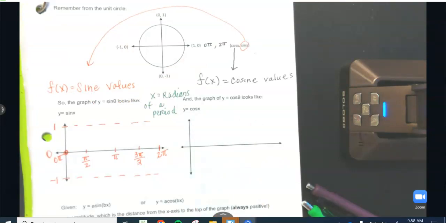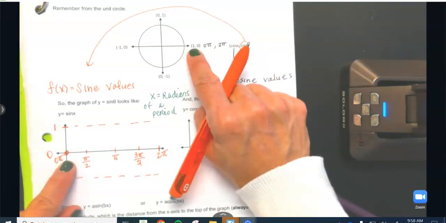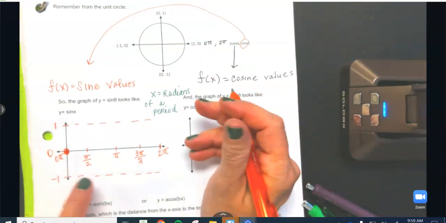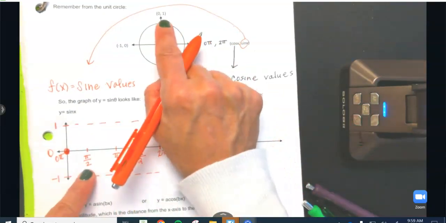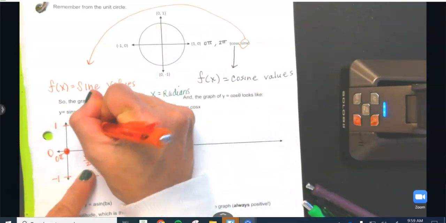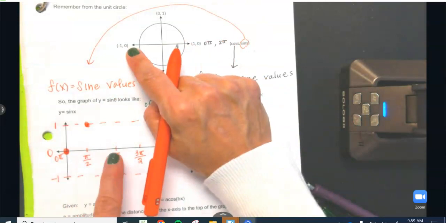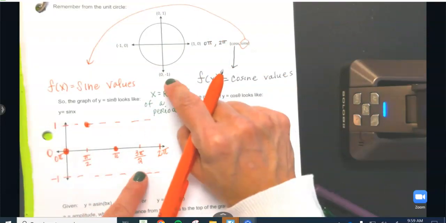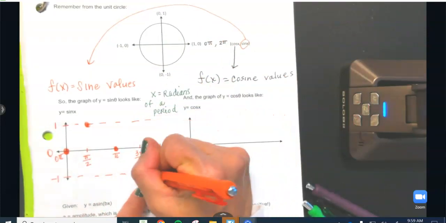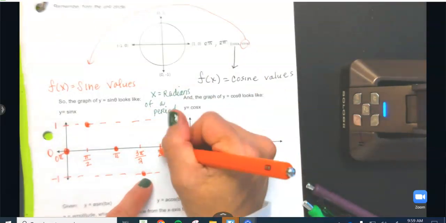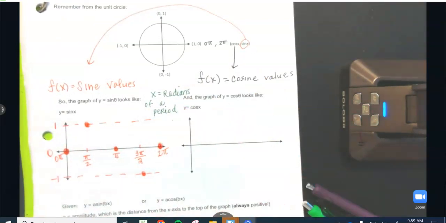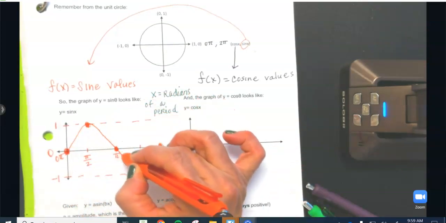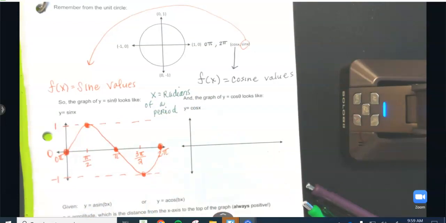Y'all, we're just graphing the sine values. What's the sine value at 0 pi? It's 0. So the graph's going to start right here. What's the sine value at the top? It's a 1. So it hits its max up here. What is the sine value on the left? It's 0 again. And then at the bottom is when it reaches its lowest point. That's -1. And then, remember, at the end of the circle, it just starts all over again. So I'm going to draw the shape. So that's what a sine curve looks like.